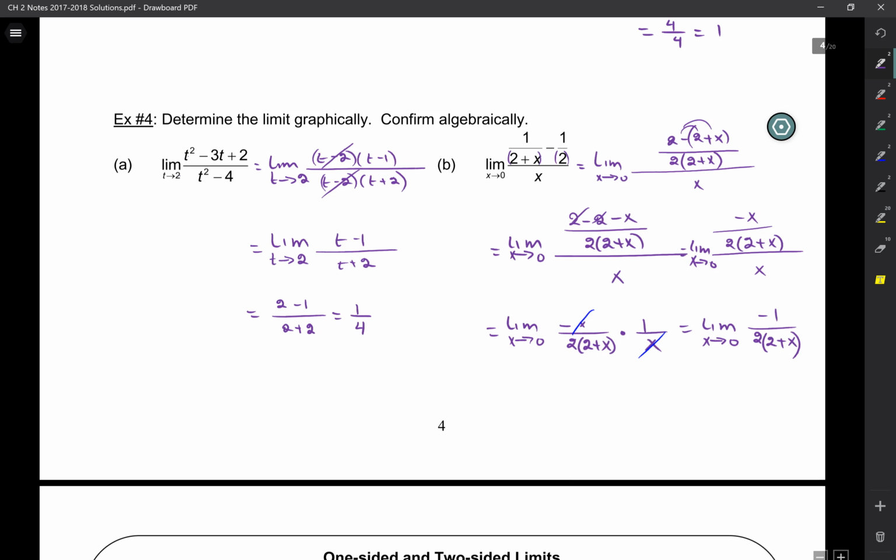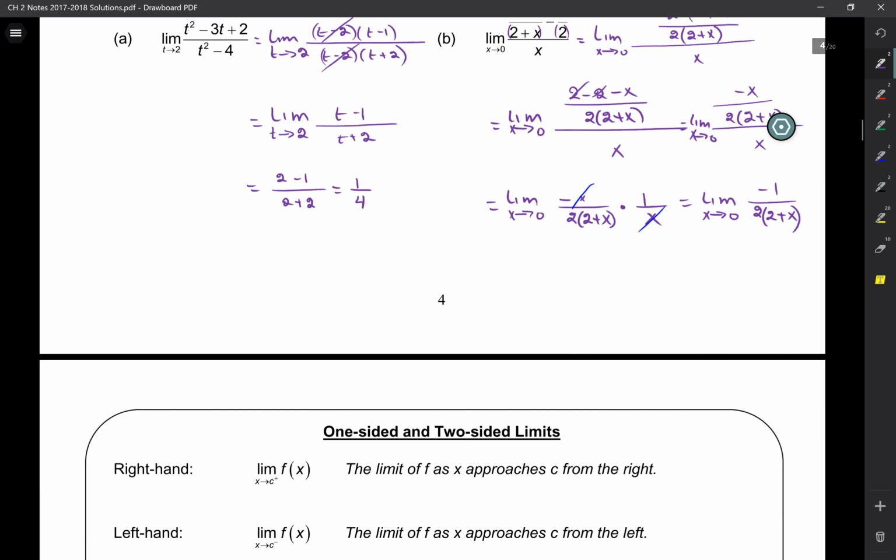Okay, yeah. You don't have to, because now we're going to plug in our x equals 0. Now it's safe to do that. So when I plug in the x equals 0, I get negative 1 over 2 times 2. I can drop the limit, okay, and I get negative 1 over 4. Why did you multiply it by 1 over x? Because it was that fraction divided by x. Okay. So lots of algebra, but unfortunately, it's part of the process.